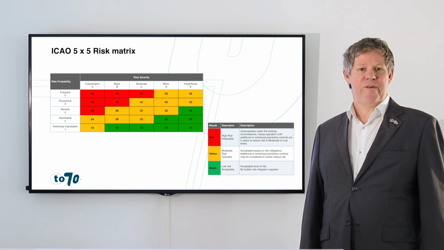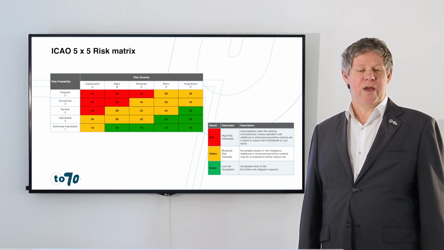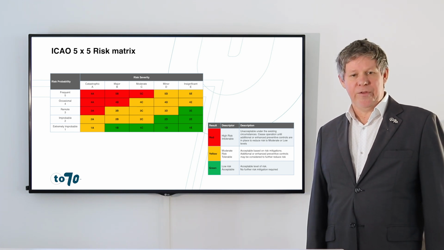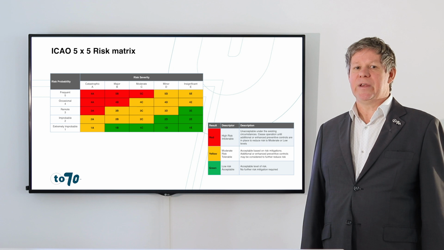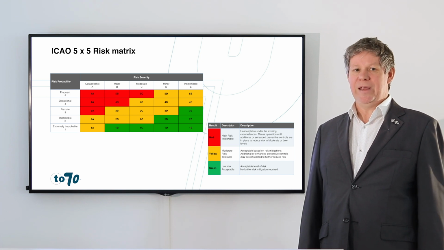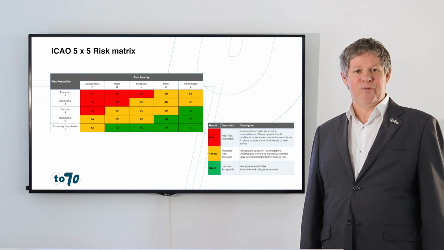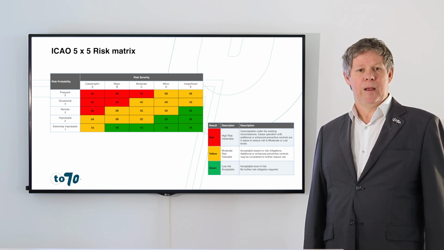Now, the ICAO 5x5 risk matrix, and I'm not going to spend much time on this, it should be familiar to anyone working in safety, other than to mention a couple of things, and that is the definitions of what the three colors mean, often ignored. Red is absolutely no-go.